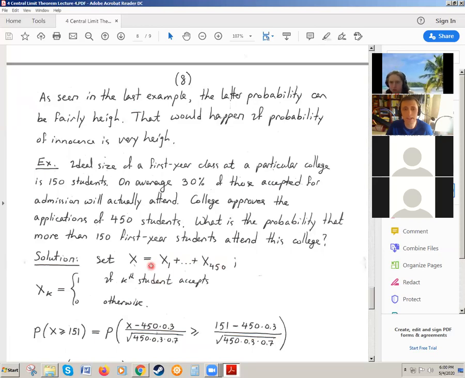The other thing is, I need to also calculate the standard deviation. So I calculate the variance. Since each of those students supposedly accepts or rejects independently of the other, they should not be affected by each other's decisions for this to be fully true. So what should happen is that the variance is the sum of the variances, right?